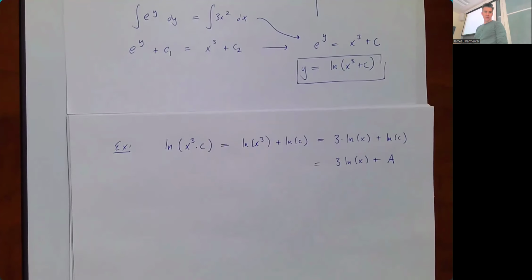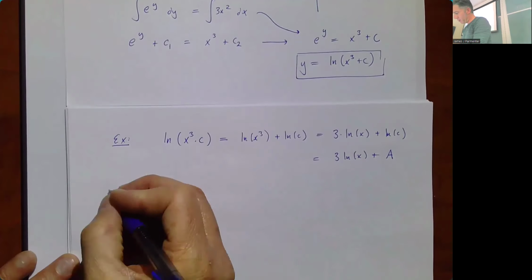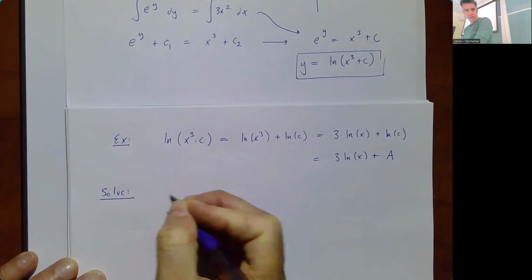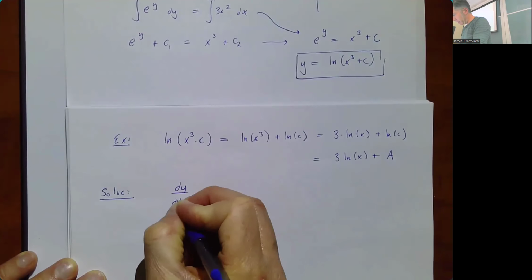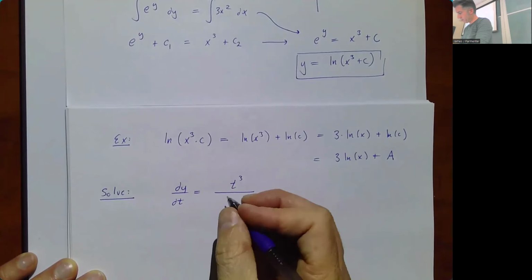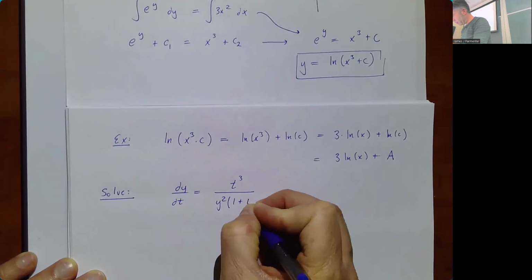Let's look at this next one. Sorry, I keep losing my place here. Sure, let's look at this one. So we want to solve the following differential equation. We have dy dt equal to t cubed over y squared times 1 plus t to the 4th.